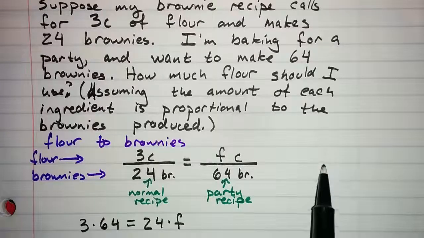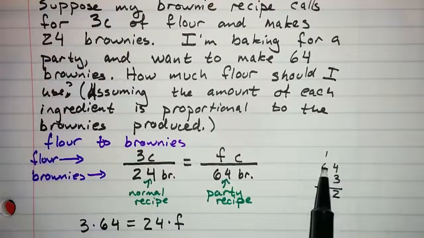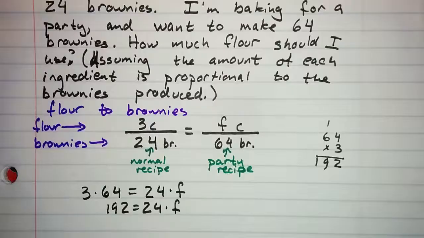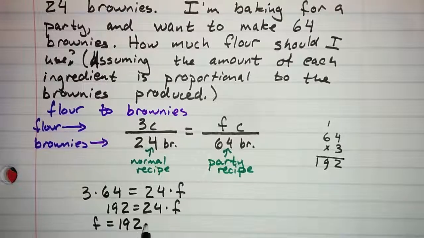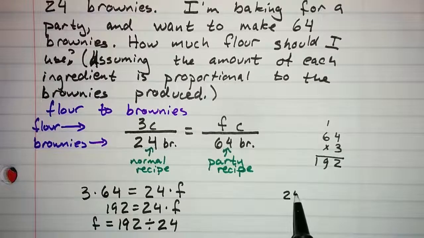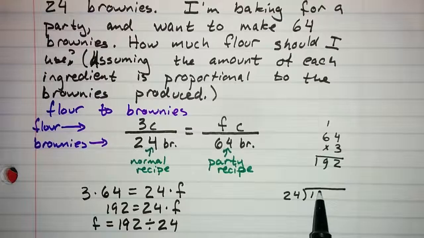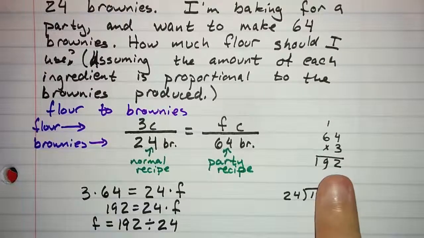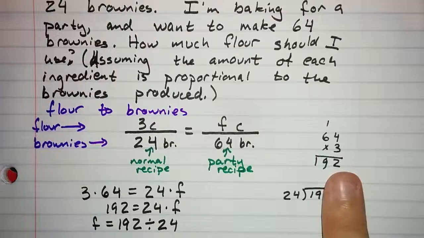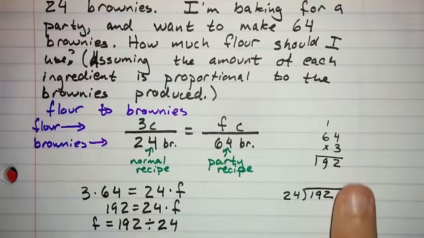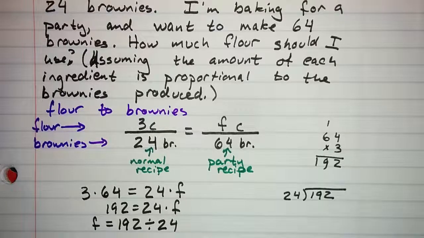Do this multiplication. 12, 18, 19. And now my F is an unknown thing in a multiplication problem. It must be 192 divided by 24. 24 into 192. 24 doesn't go into 1, it doesn't go into 19. I'm going to have to guess. Probably a lot. Let's say 7.